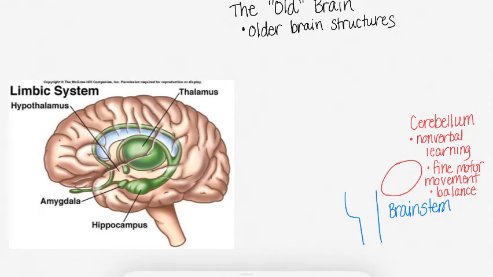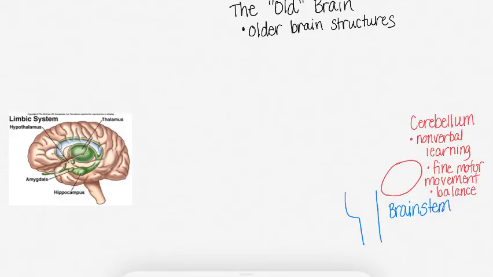Now we're going to switch gears here and look at the limbic system. This limbic system is in green here, and these are the four structures that we're going to be looking at: the thalamus, the hypothalamus, the amygdala, and the hippocampus. So let's go ahead and write down limbic system.